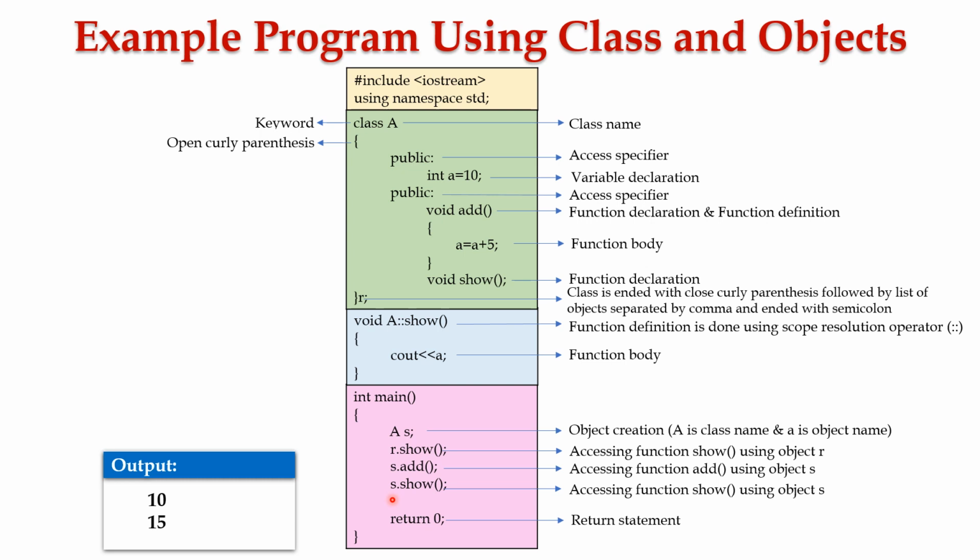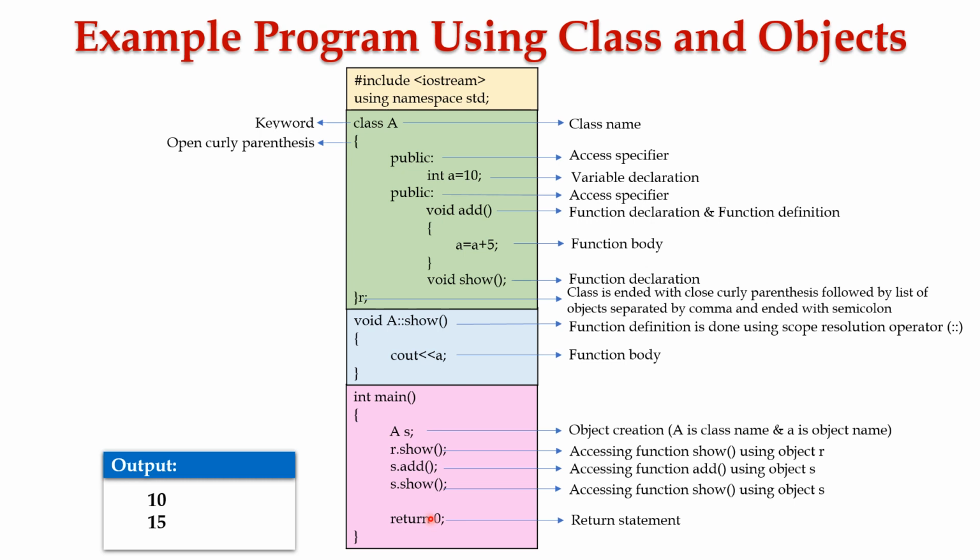Next, using the object s, I am accessing the function show. The show function displays the value of the variable a to the user. Now the value of the variable a is updated to 15. So that is what is printed here, as displayed to the user in this output. Finally, return 0 specifies the successful execution of the program.